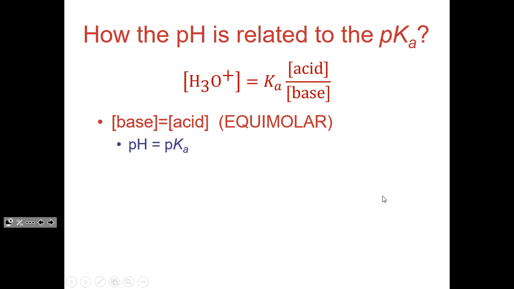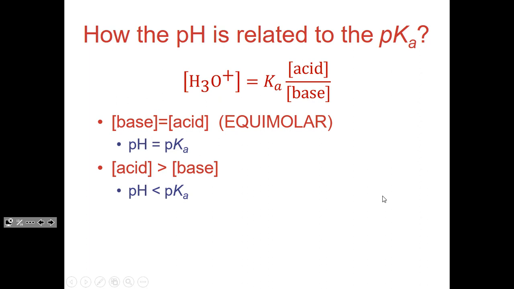The negative log of the Ka is going to tell us what the pH is. And when we add an acid or add a base and neutralize the other, one's going to go up and one's going to go down, so they're not going to be equal anymore. And we can see exactly what happens to the pH in those situations.